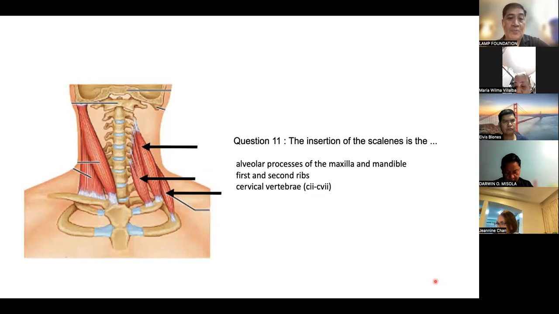Okay. Insertion of the splenius capitis: cervical vertebrae? No. Dito, occipital bone. Yeah, occipital bone and the mastoid process of the temporal bone. Origin of the buccinator: alveolar process of the maxilla and the pterygomandibular raphe. Okay.